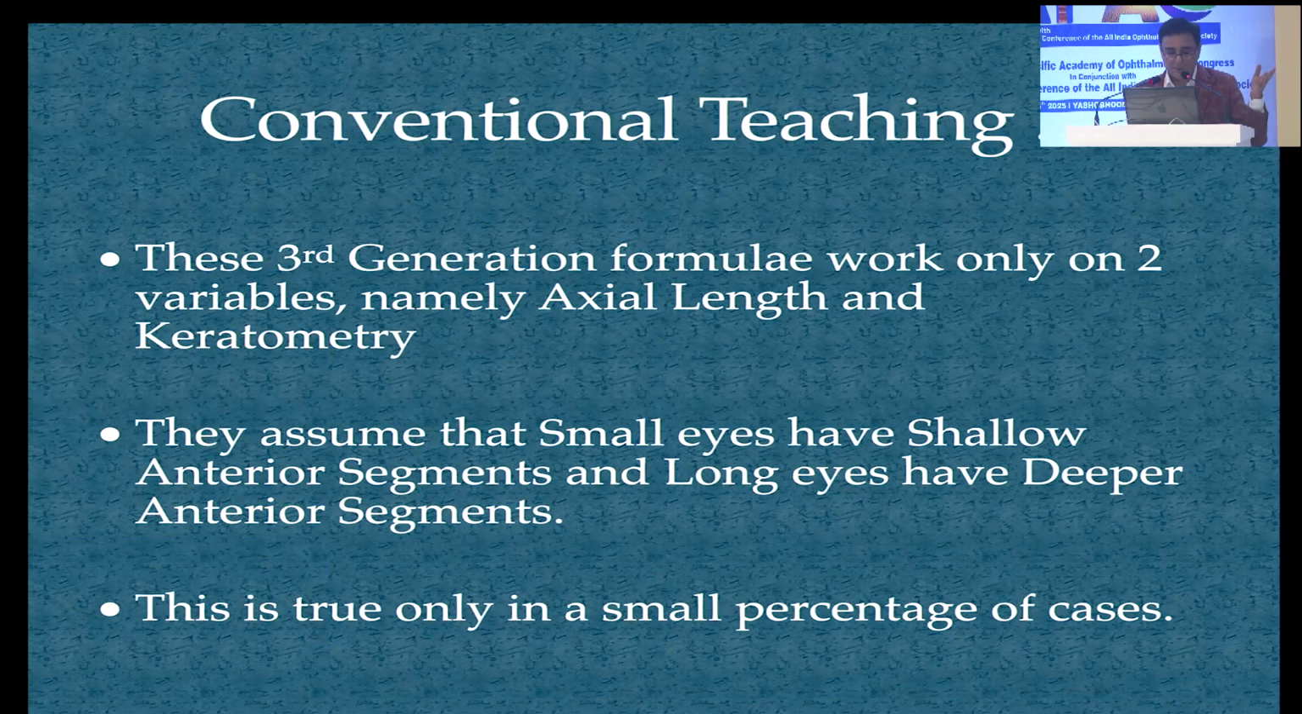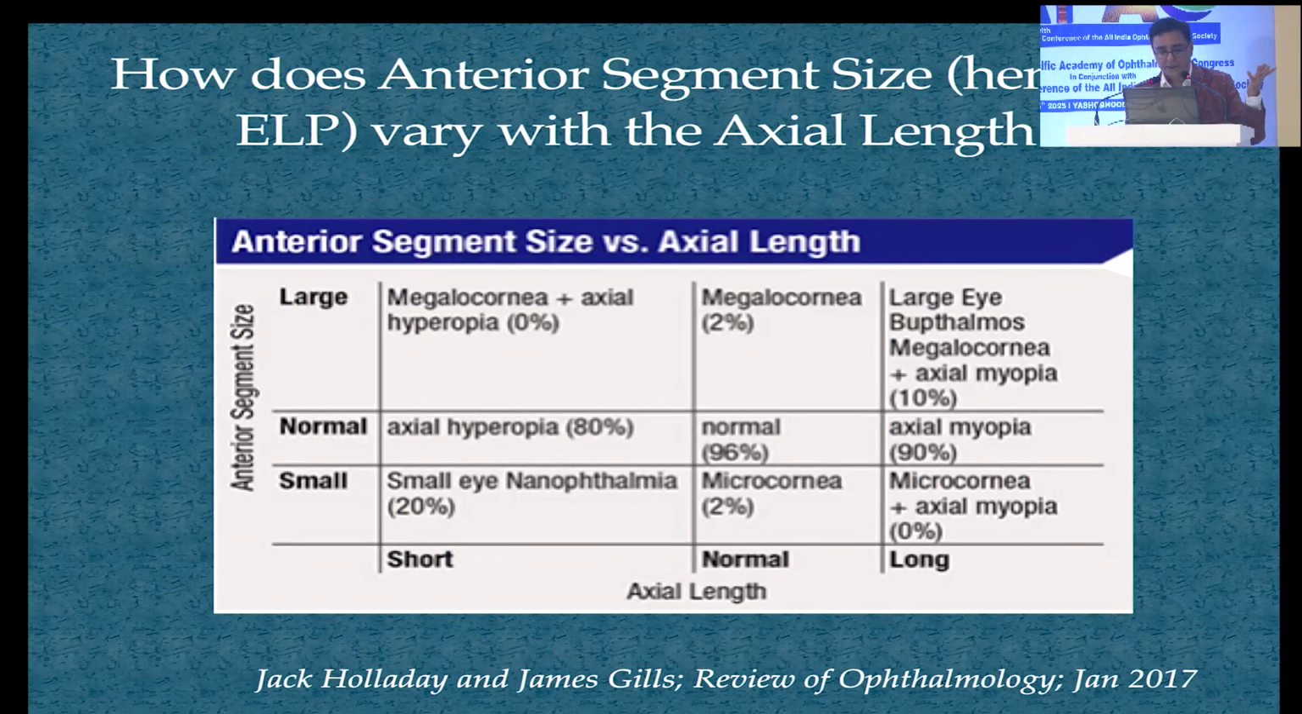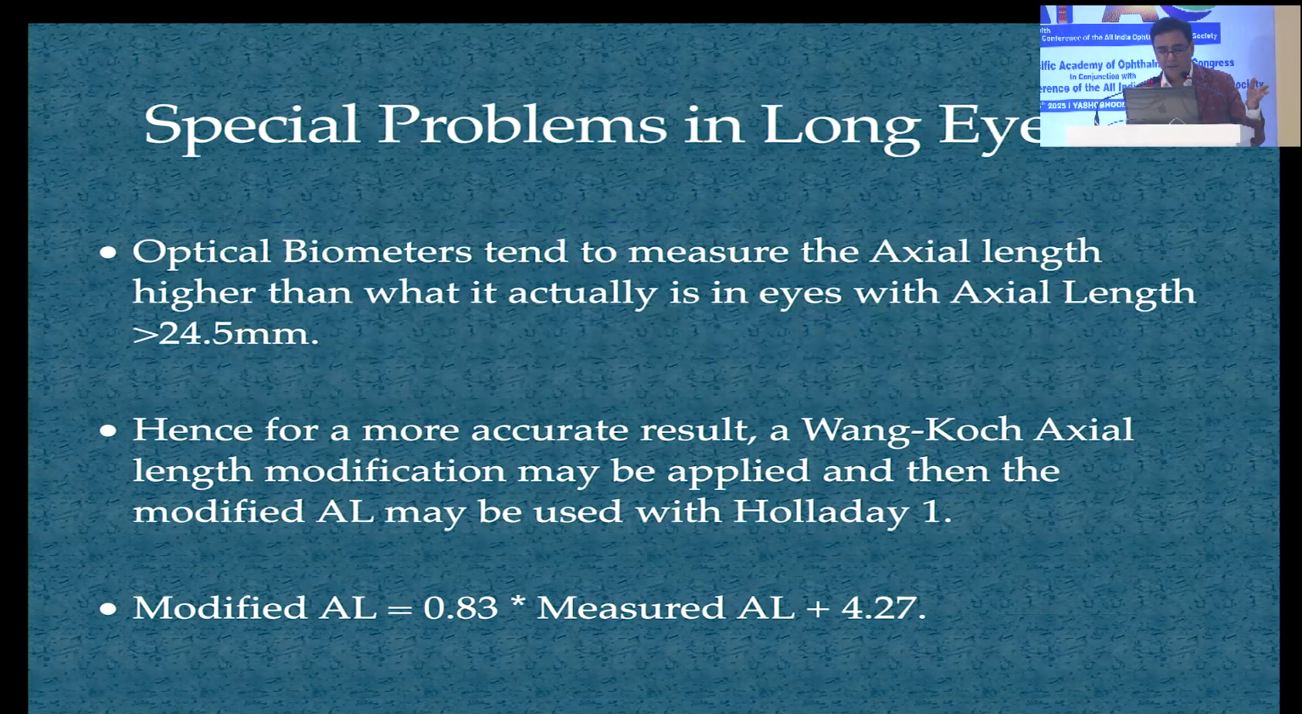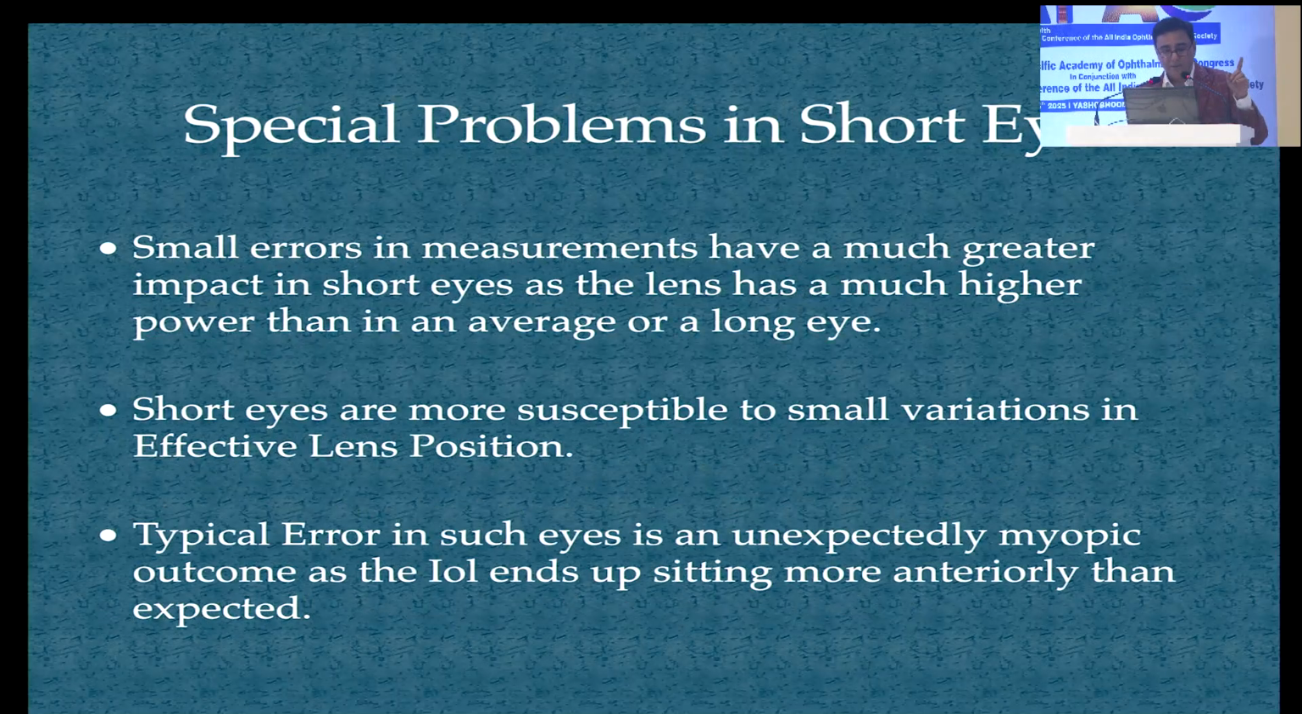And this comes a problem when it comes to small eyes or long eyes. And this is just one example of how you can see anterior segment division of large, small, and medium compared to axial length, and you can classify them accordingly. But when it comes to long eyes, you can get an error. But when it comes to short eyes, you get a sudden surprise myopia, because you have a shallow anterior chamber.